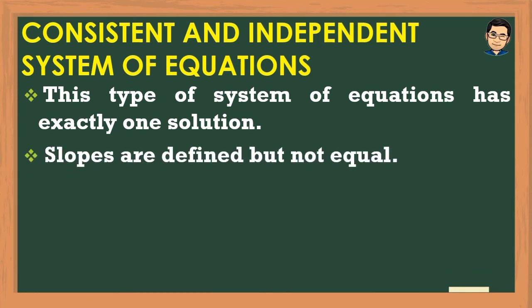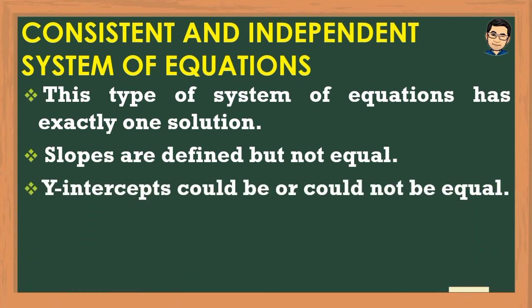Next, yung slopes are defined but not equal. Okay. So, yung slopes nila are defined. Ibig sabihin, meron. So, hindi sila undefined. And then, kaya lang, hindi equal yung slope. It's because yung slopes ng dalawang equation na yon kapag exactly one solution, yung isa negative, yung isa positive.